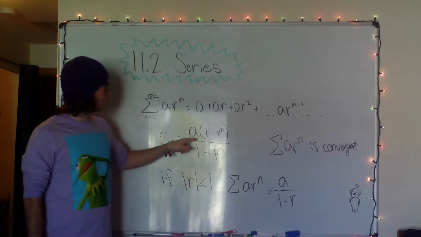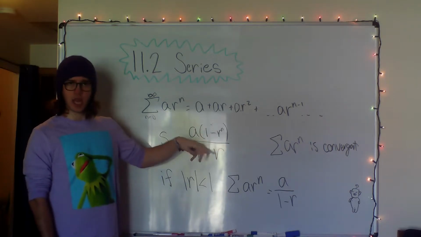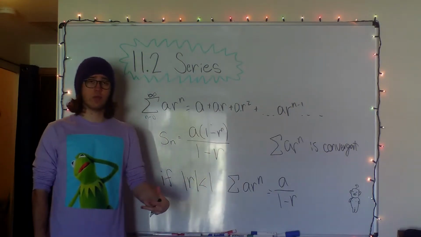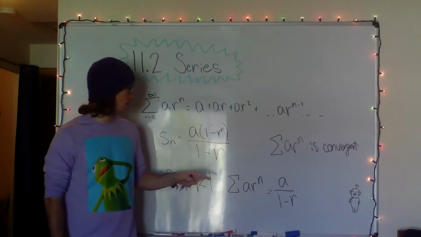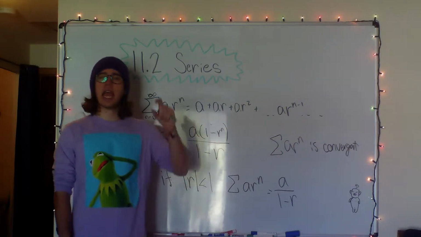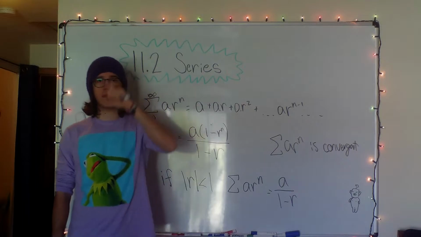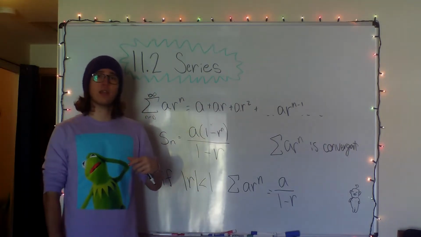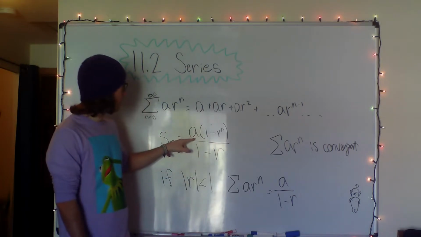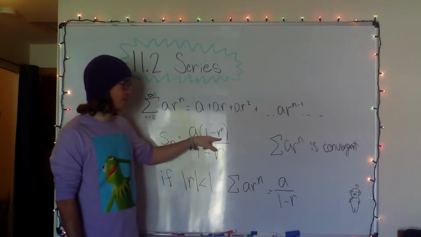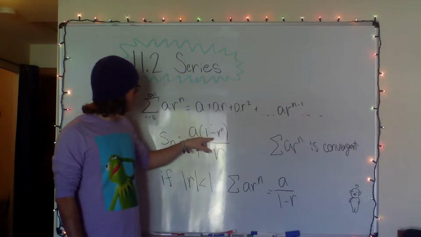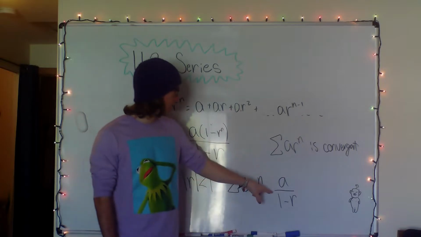If we take the limit of this as n goes to infinity, if the absolute value of r is less than 1, then we'd have 1 minus r to the n, and as n gets really big, r to the n is going to be some form of decimal or fraction. So that number will get really, really small and converge to 0. Then we'd have a times 1 minus 0 as we take the limit. So we just have a times 1 over 1 minus r, which is just a over 1 minus r.